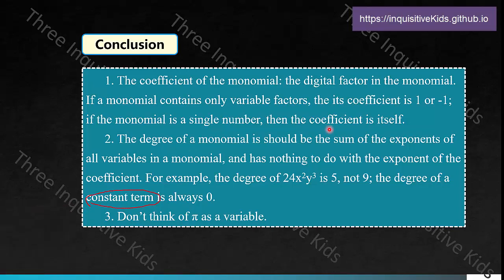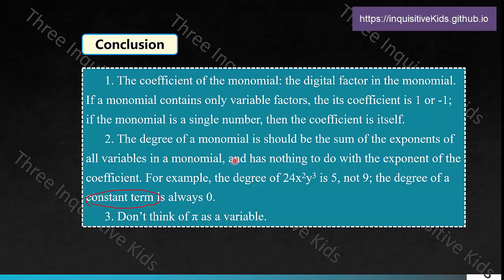But a constant term is just a term that has no variable parts in it. It's just, say, 5, -123. Those are considered constant terms because the value is constant. It is not varying as a variable would be. And 3, don't think of pi as a variable. That's some of the mistakes students can make.